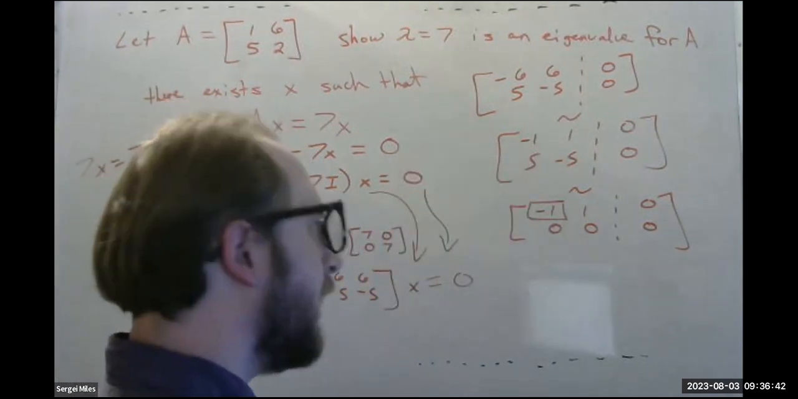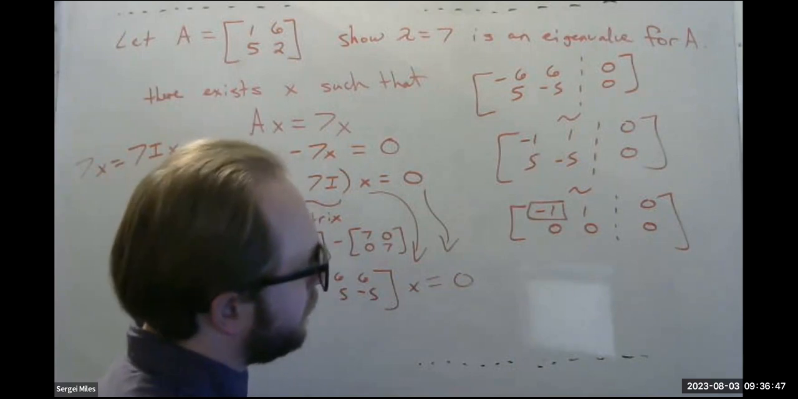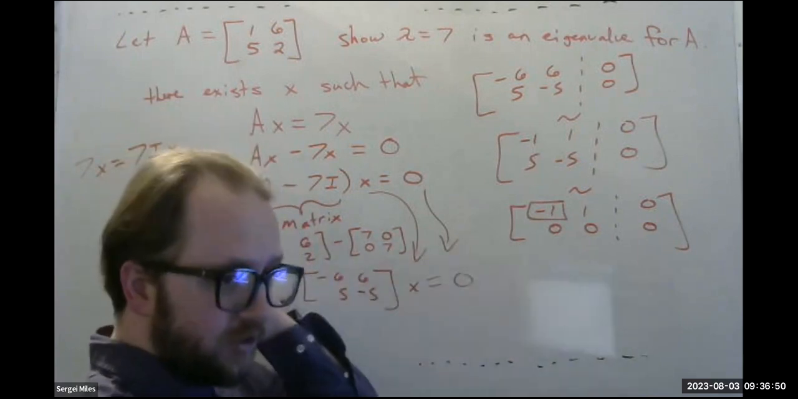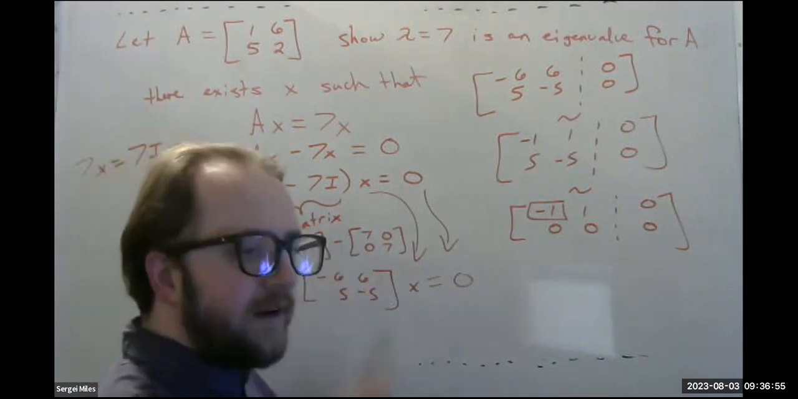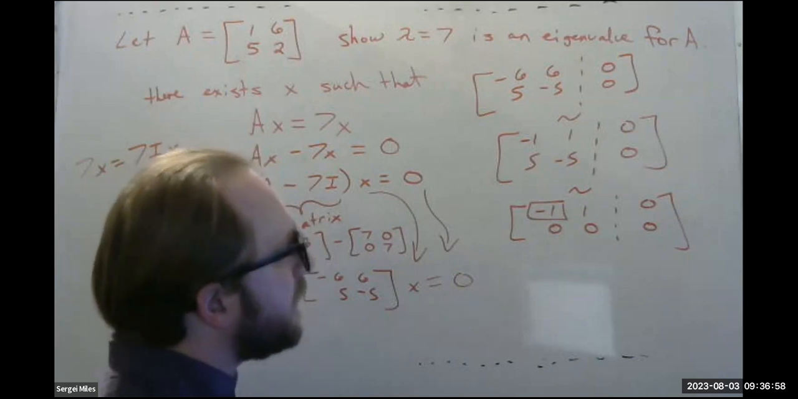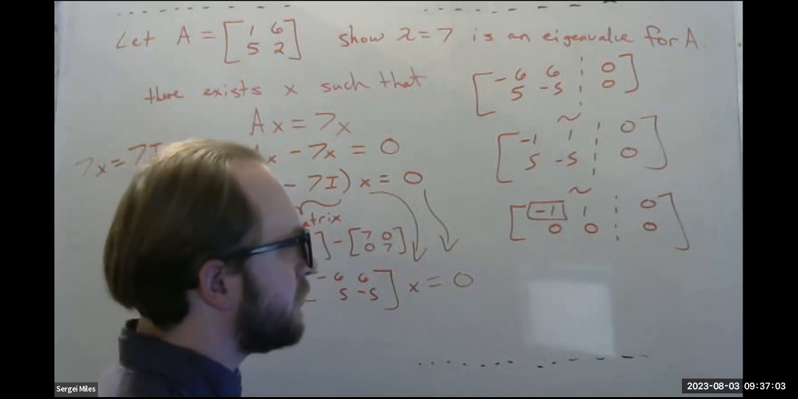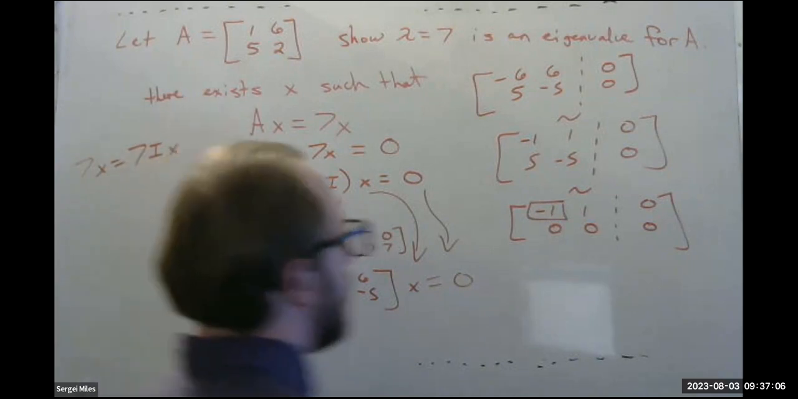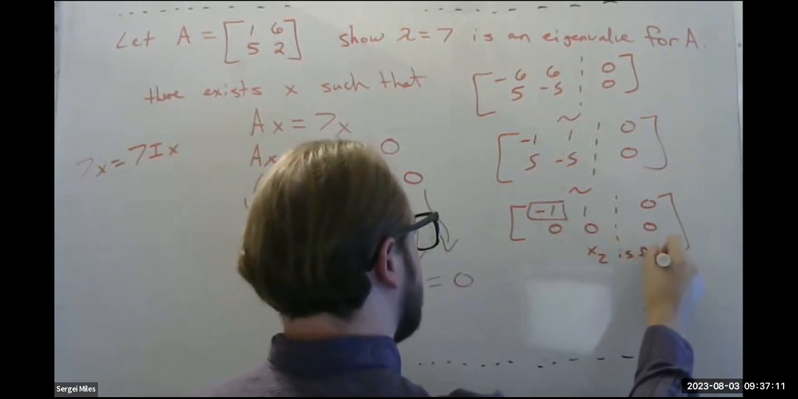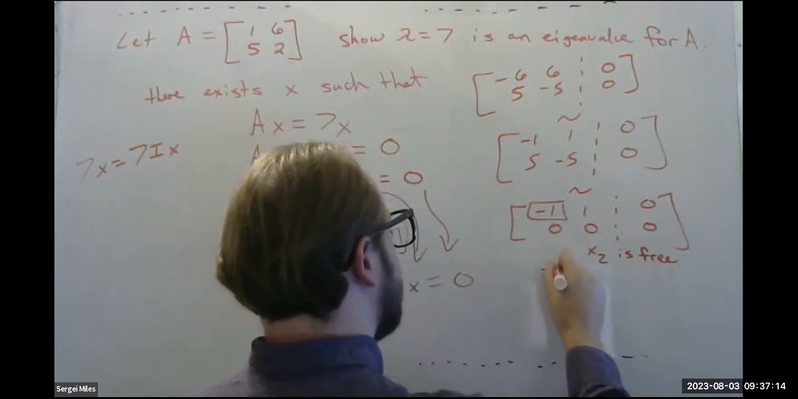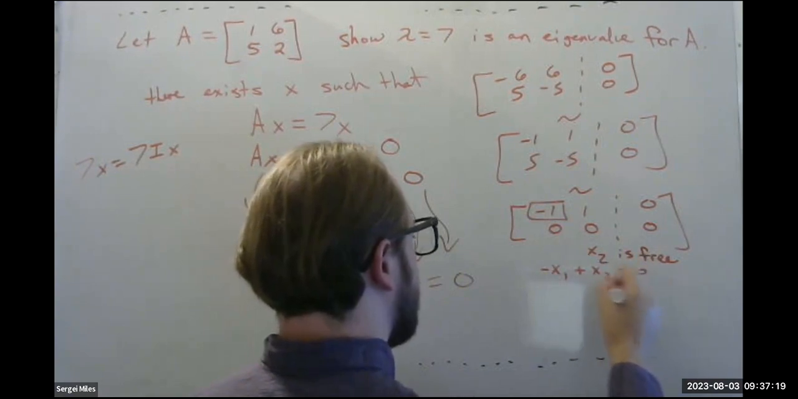At any rate, but what's happening here? I have a free variable, and this is consistent, so that's fine. We have a solution. But because I have a free variable, that means with this eigenvalue, I actually have infinitely many eigenvectors which correspond with it. Okay, that's interesting. So how do we find the eigenvector? Well, solve for my variables. x2 is free, and negative x1 plus x2 equals 0.